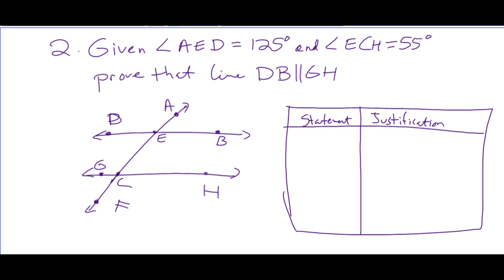So you actually have to put it down, right? Prove means give a series of steps. It's deductive reasoning, right? It's proving that in all cases. So let's start off. Angle AED, I got to get that. That's 125 degrees. I can label that, right? And angle ECH, that's 55 degrees. I can label that. Okay? This is what we know.